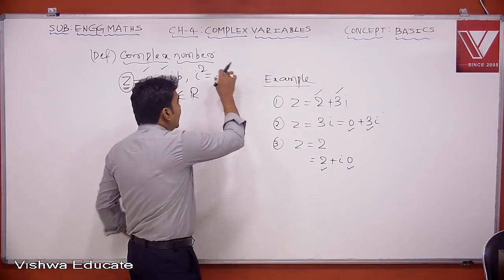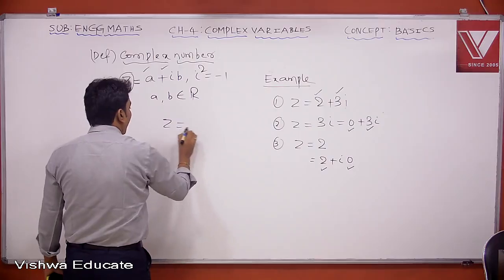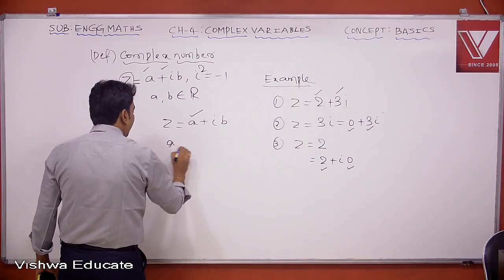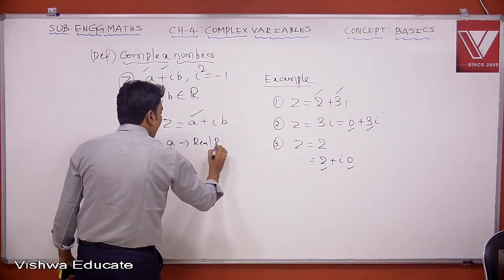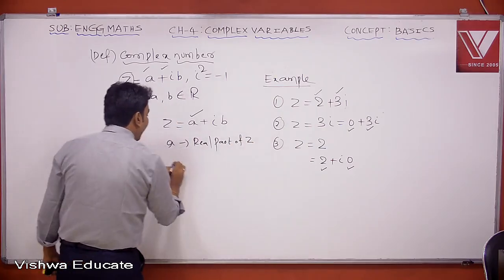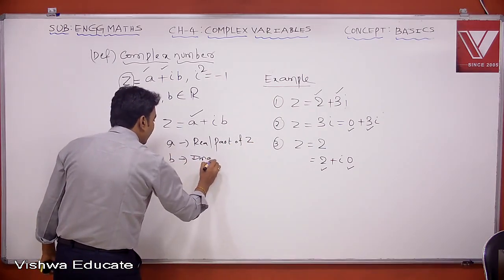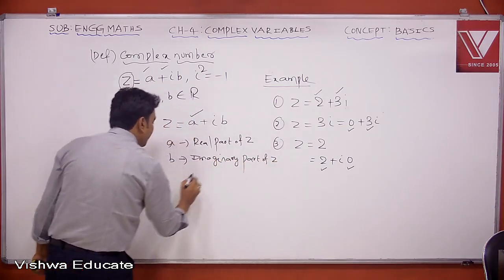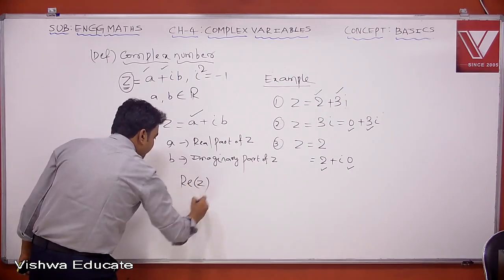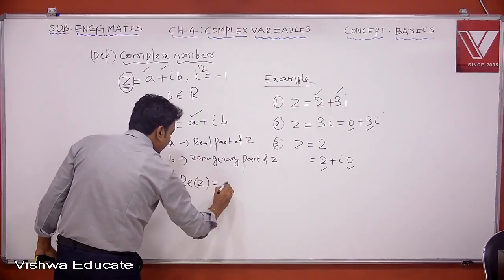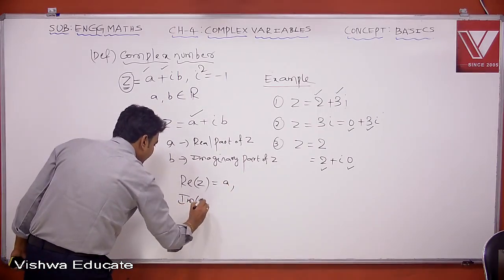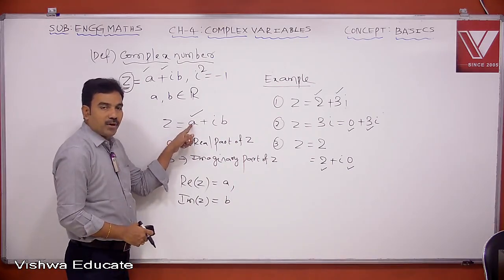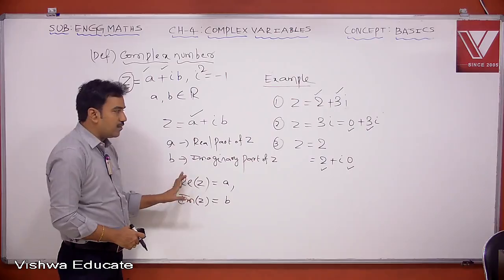Now, if I have a complex number z equal to a plus ib, this a is called the real part of z, and this b is called the imaginary part of z. Generally, we denote them like this: Re of z, the real part of a complex number z, that is a. The imaginary part, we write as Im of z, that is b.